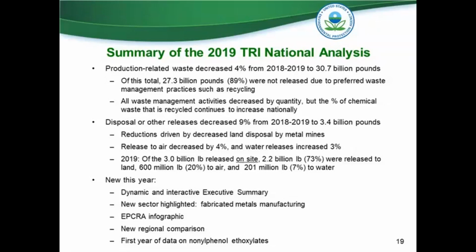The quantity of chemical waste that was disposed of or otherwise released to the environment decreased by 9% in 2019 to 3.4 billion pounds. This reduction was driven by decreased land disposal at metal mining facilities. However, releases to air also decreased by 4%, while water releases increased by 3%. For 2019, of the 3 billion pounds that were released on site at TRI facilities, 73% was released to land, 20% was released to air, and 7% was released to water.